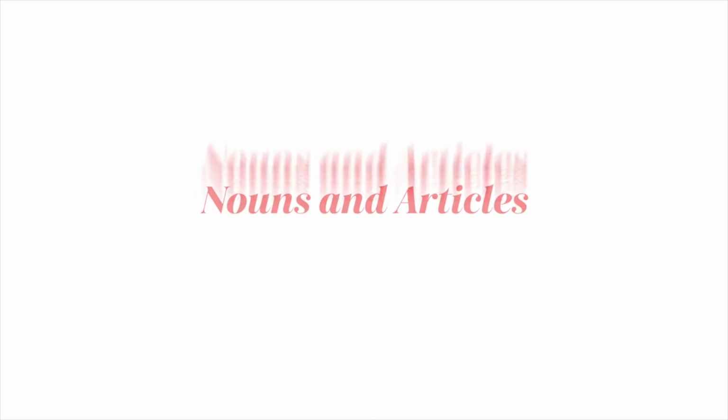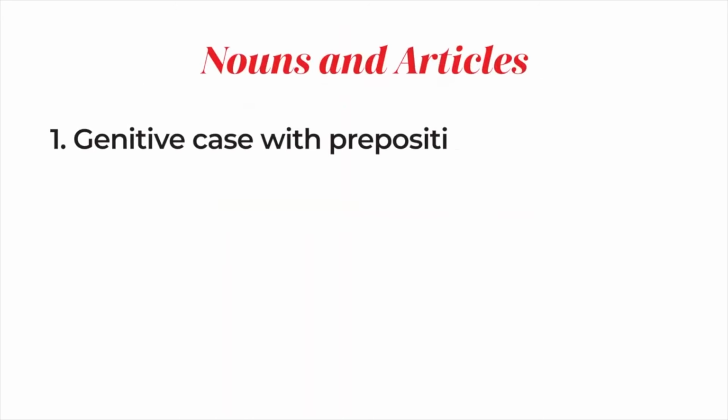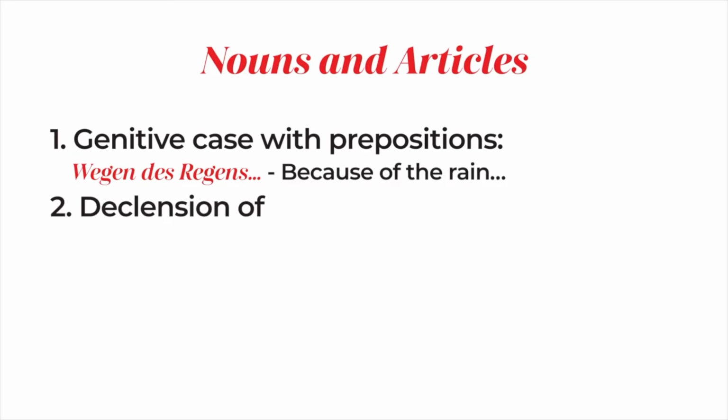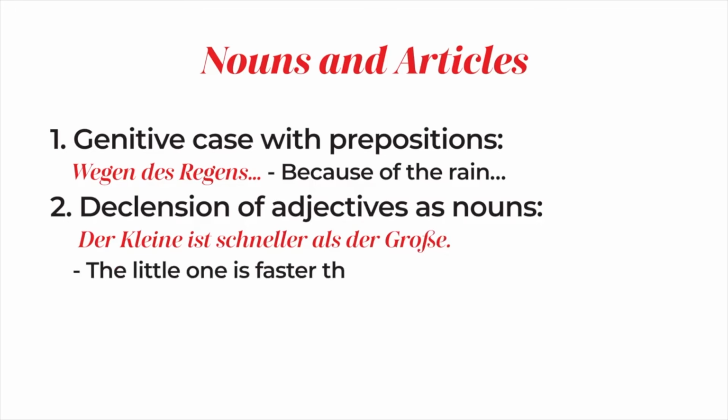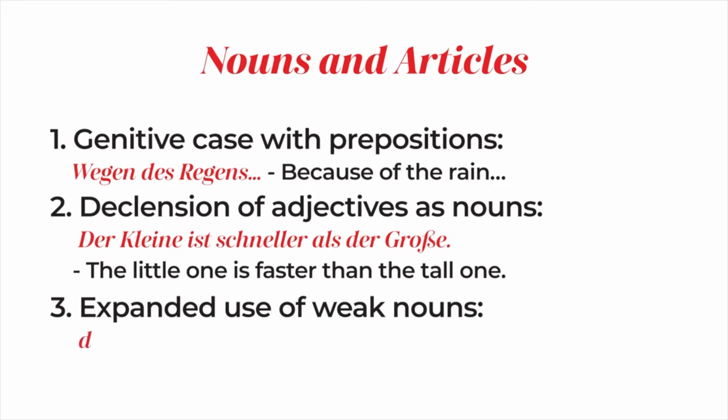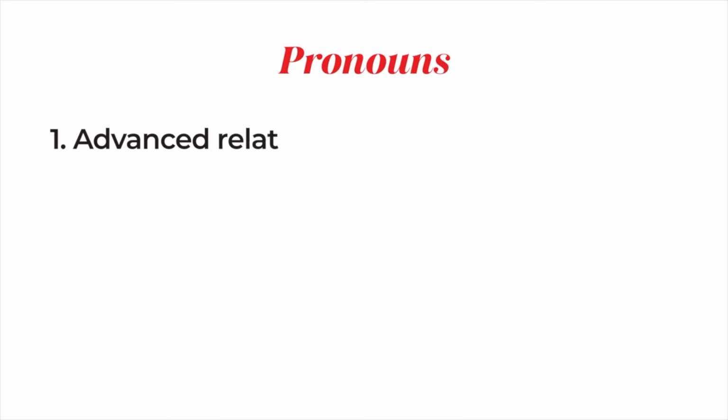Nouns and articles. Genitive case with prepositions. Wegen des Regens. Because of the rain. Declension of adjectives as nouns. Der Kleine ist schneller als der Große. The little one is faster than the tall one. Expanded use of weak nouns. Der Junge becoming des Jungen and dem Jungen, the boy. Pronouns. Advanced relative pronouns. Dessen and deren, which both mean whose.